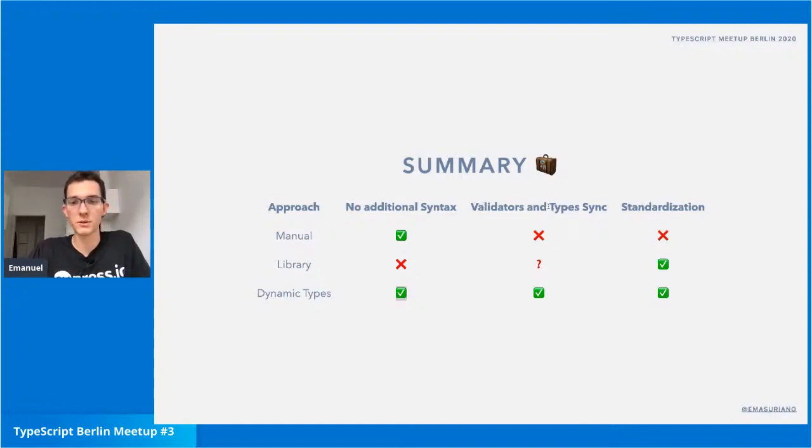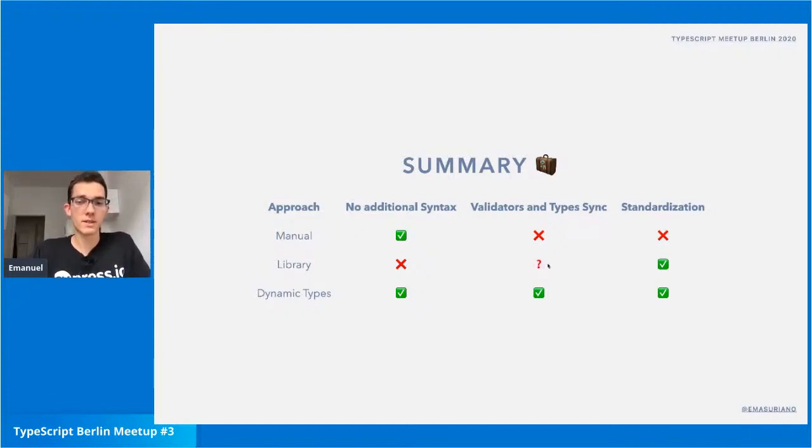Next, validators and types out of sync. In the manual approach, yeah, they're totally out of sync. You need to manually type if statements asking for specific types. What is the worst thing ever is what happens if you change your types. You need to go into your functions and change them manually. The good thing is the build step will fail, but still, it's a ton of work.